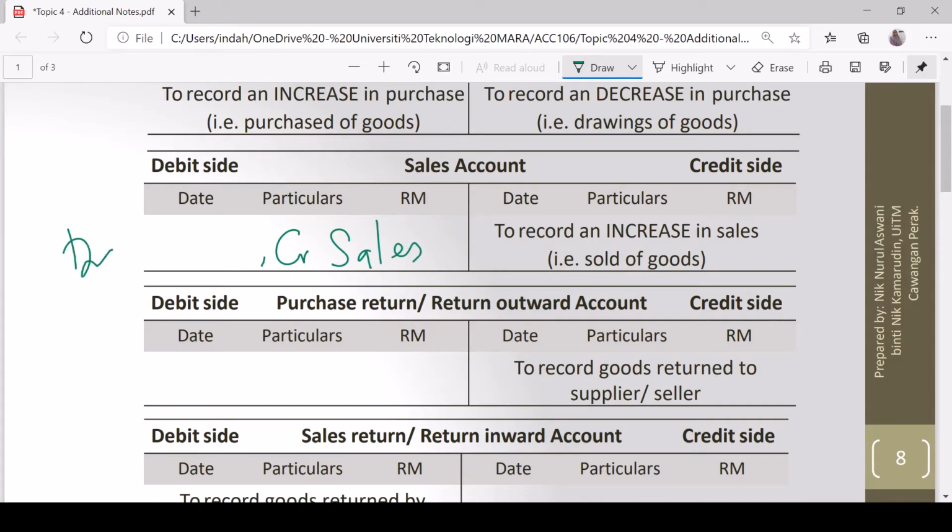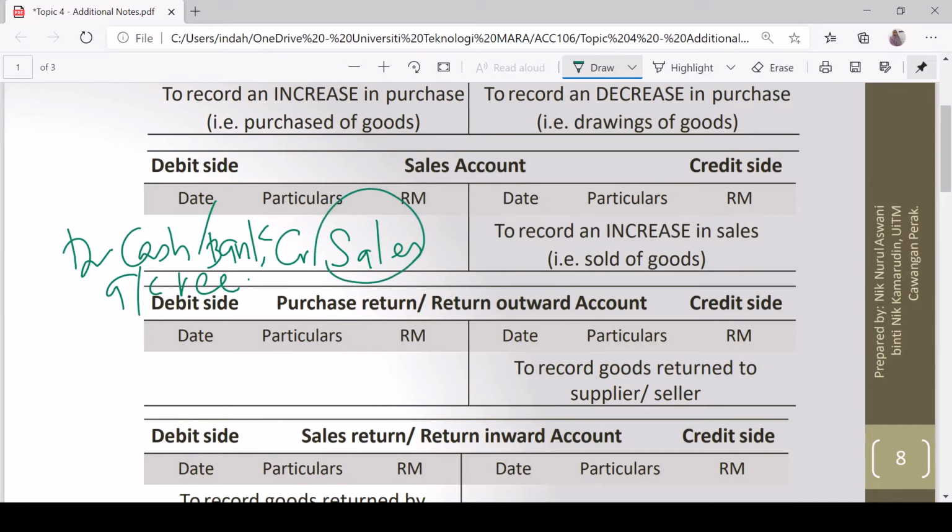All right, and then debit. It depends. If the sale was made on a cash basis and you receive cash, then you debit the cash account. If you receive a check, then you debit the bank account. If it is on credit, then you debit accounts receivable. Okay, credit sales. We are focusing only on the sales account.